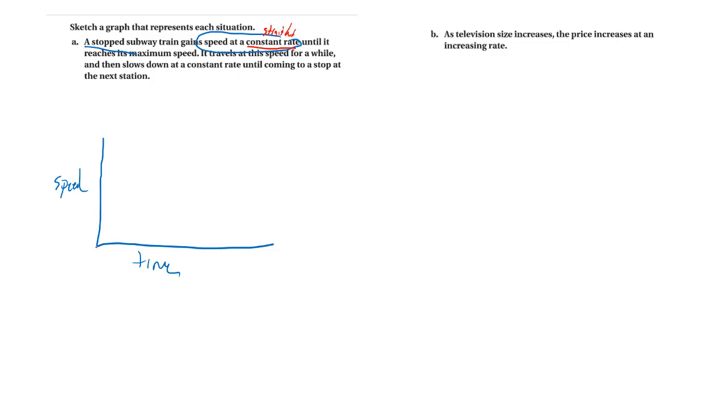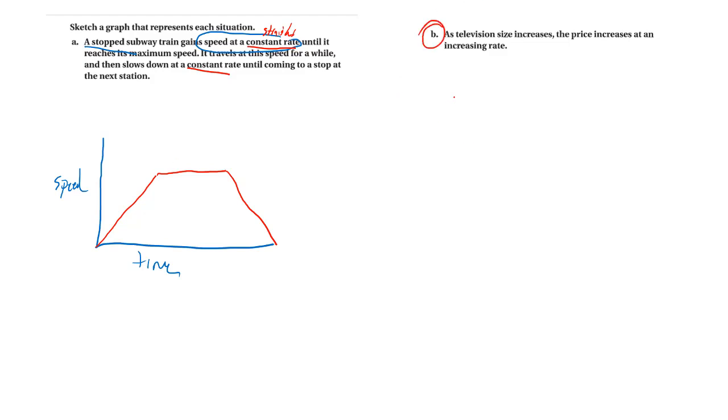Stopped means it gets to start at 0. So it gains speed at a constant rate. It got faster at a constant rate until it reaches its maximum speed. It travels at this speed for a while, so now its speed stops changing. It's just moving at a constant rate, and then slows at a constant rate until coming to a stop. So it's got to get slower, but a constant rate again, and it ends at stop. So constant means straight line.